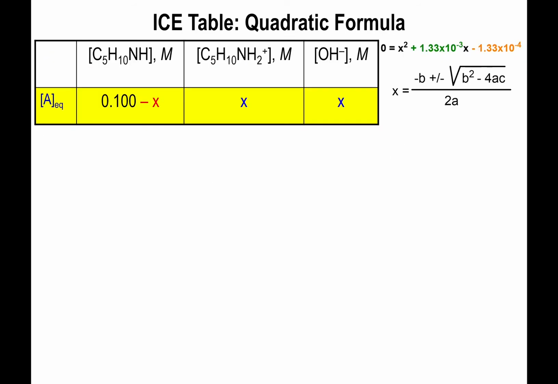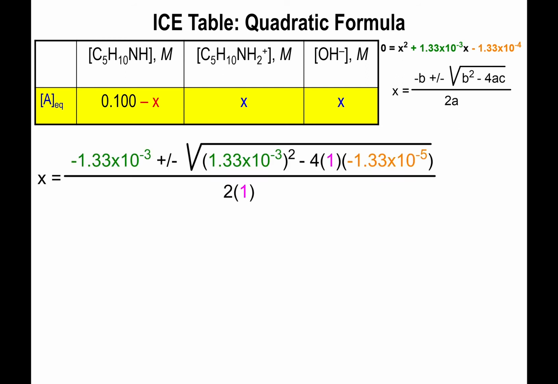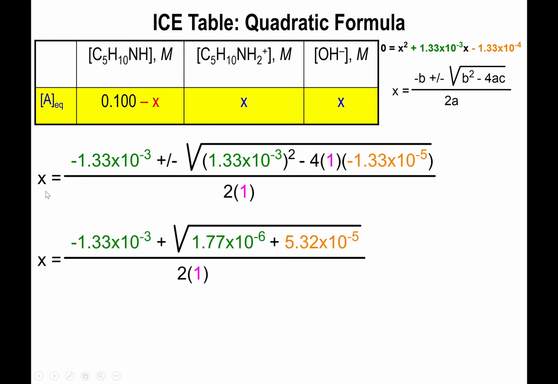So we're going to input the value of b, which is positive 1.33 times 10 to the negative 3. We're going to input the value of c, which is negative 1.33 times 10 to the negative 4, and the value of a, which is 1. So we input all that in the equation. The fact that negative b is negative implies that the plus or minus is really only going to be plus, because the value of x at the end has to be positive.